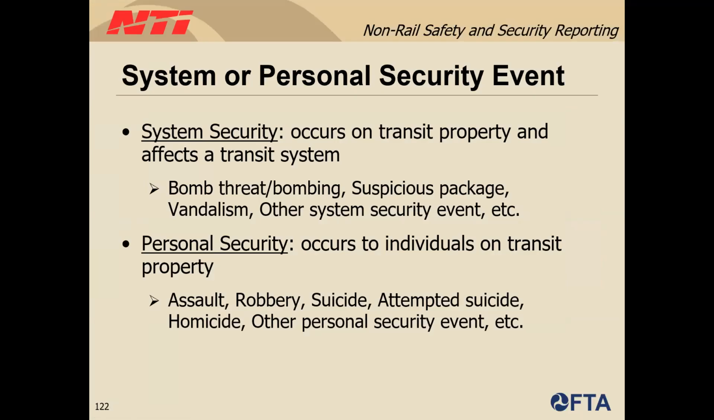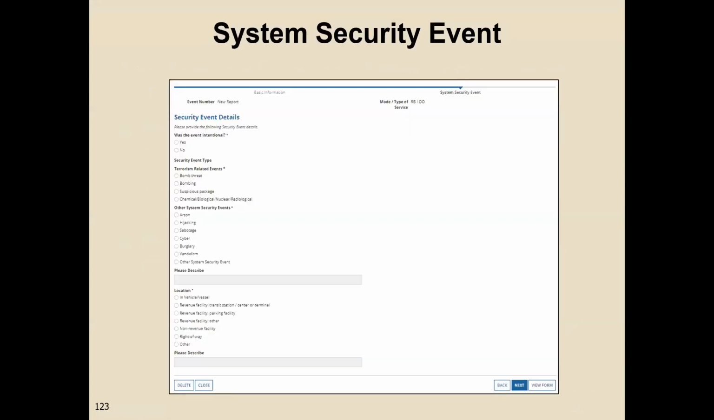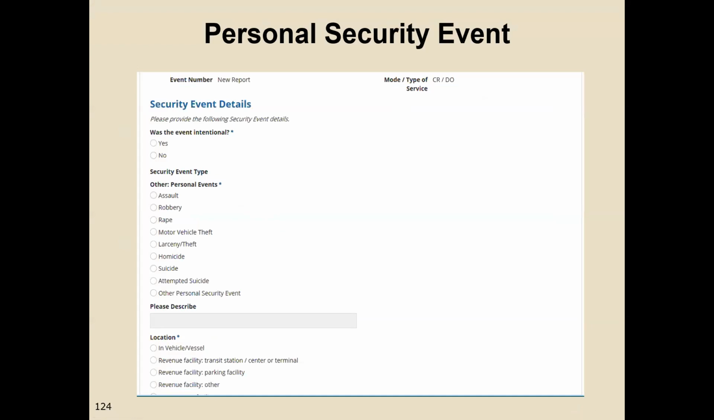As James mentioned, we have two categories of security events on screen 1. System security or personal security events, which again must meet a reporting threshold. System security events occur on transit property and generally affect the transit system as a whole. Personal security events happen to individuals on transit property or those boarding or alighting a transit vehicle. This is also where you would report a suicide or attempted suicide that did not involve impact with a transit vehicle. Suicides or attempted suicides by trying to jump in front of a transit vehicle are reported as a collision. This is a screenshot of the system security event. You see the various types there: bomb threats, bombings, suspicious packages, arson, and so forth. And then the personal security screen: assault, robbery, rape, homicide, etc.